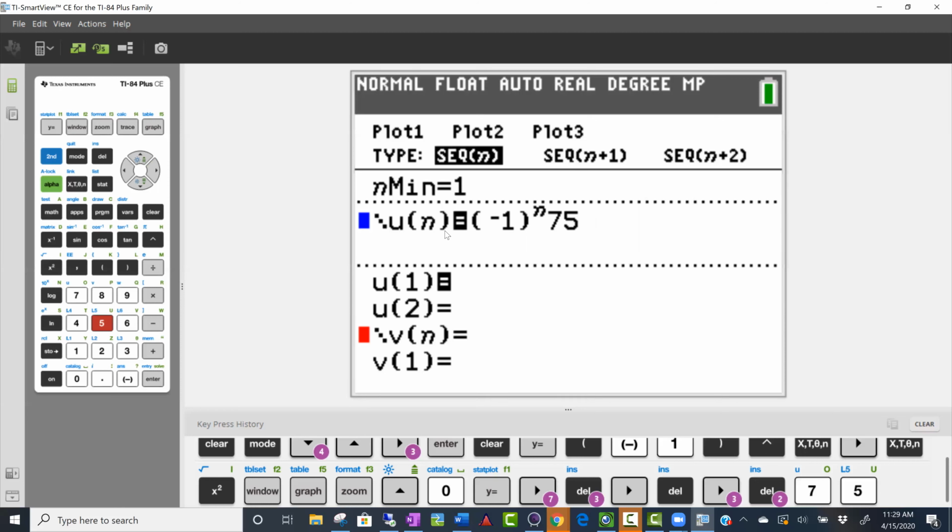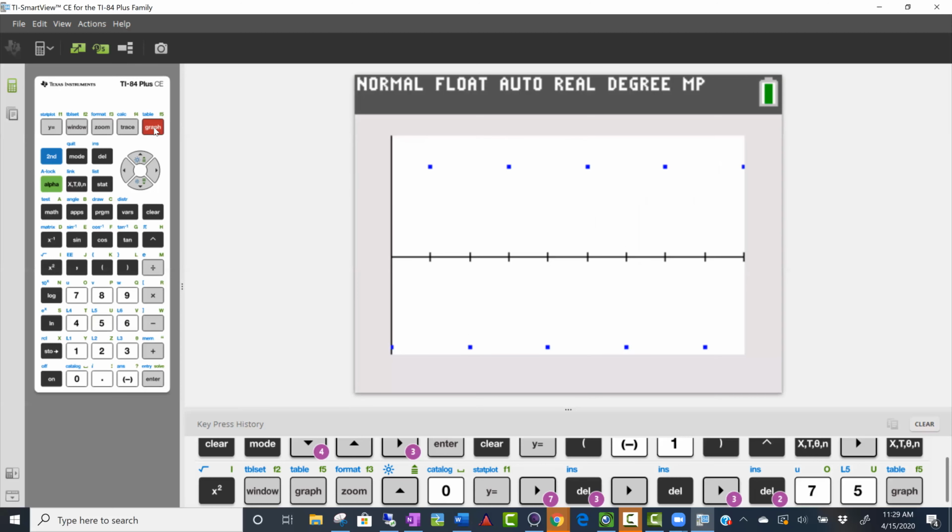All right, and let's put in 75. So what's this sequence going to do? Well, depending on if you have an even exponent or an odd exponent, it's going to plot 75, right? So let's take a look there. And there you go. So with an odd exponent, you're at negative 75. With an even exponent, you're at positive 75. So bam, bam, bam. So it's kind of nice. You can actually plot your sequences.